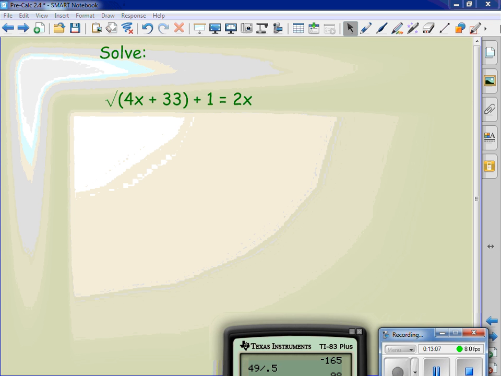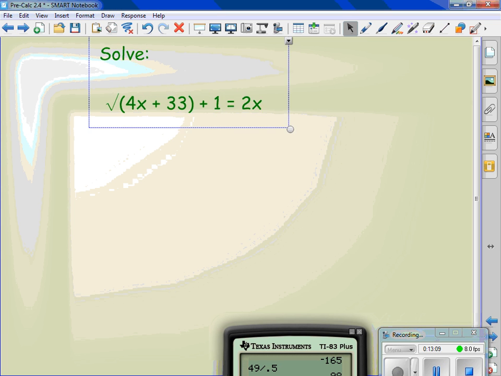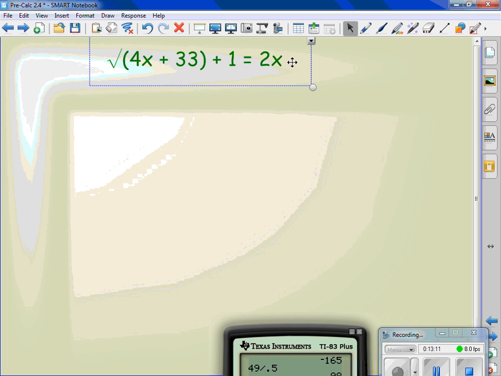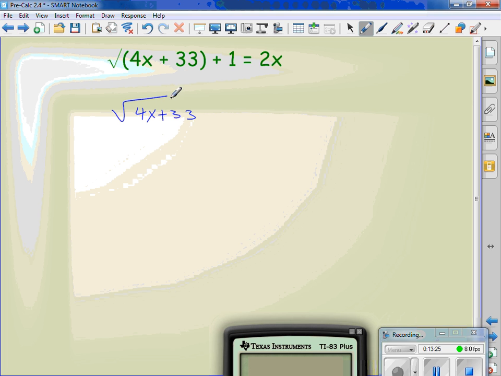Let's try this one. I want to see if you can do this one. You just said let's try this one. We're going together. Okay, let's try it, meaning, how about you try this one? First thing I'm going to do, subtract the 1 over. Square root of 4x plus 33 equals 2x minus 1. Now, I'm going to square it.